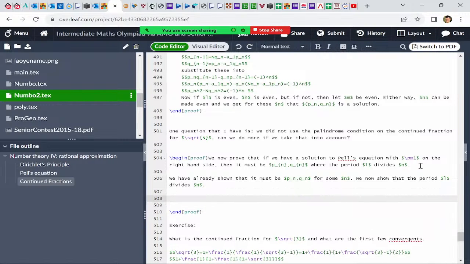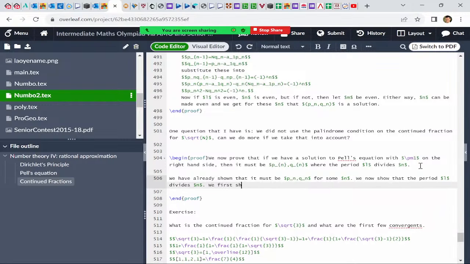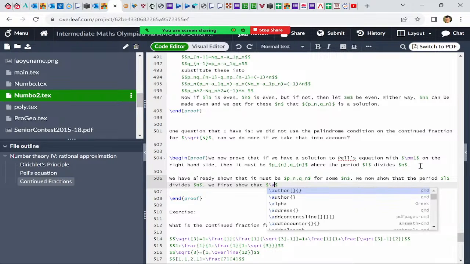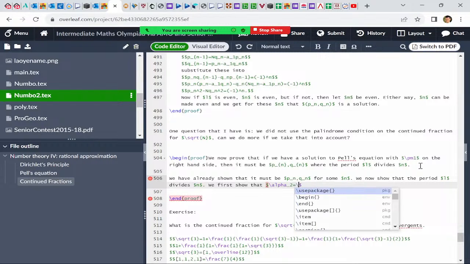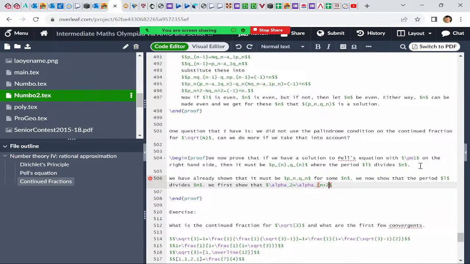We first show that alpha 2 equals alpha n plus 2, where alpha i, where square root n.